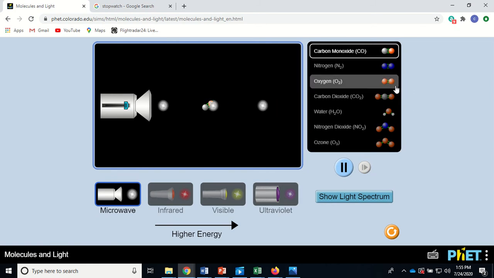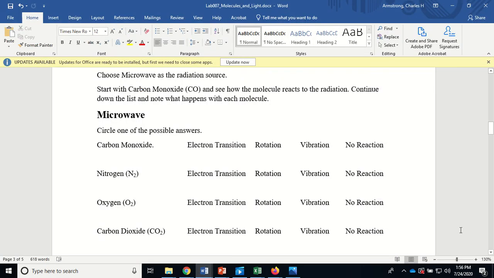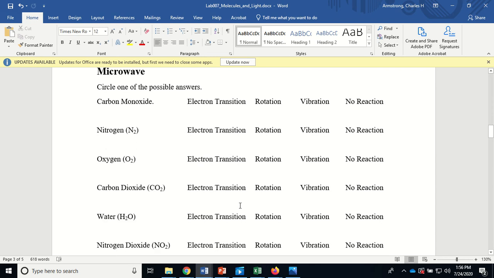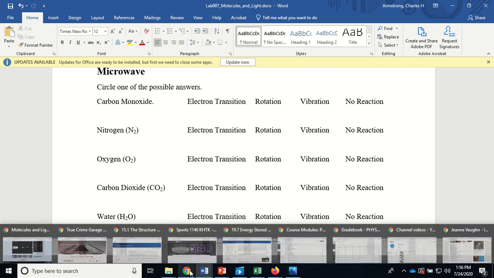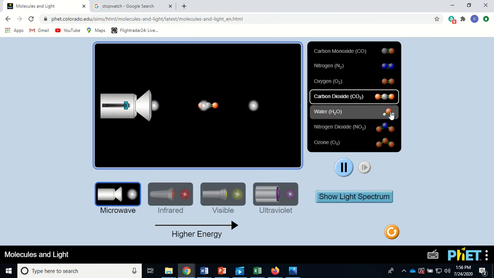So we'd go oxygen, and nothing. If you don't see any photons getting absorbed and kicked off to the side, then nothing's happening. So you would simply click, then answer, you got your choices here. So you would go nitrogen. Nitrogen, no reaction whatsoever. So you just go down the list. And see what happens with any of these.